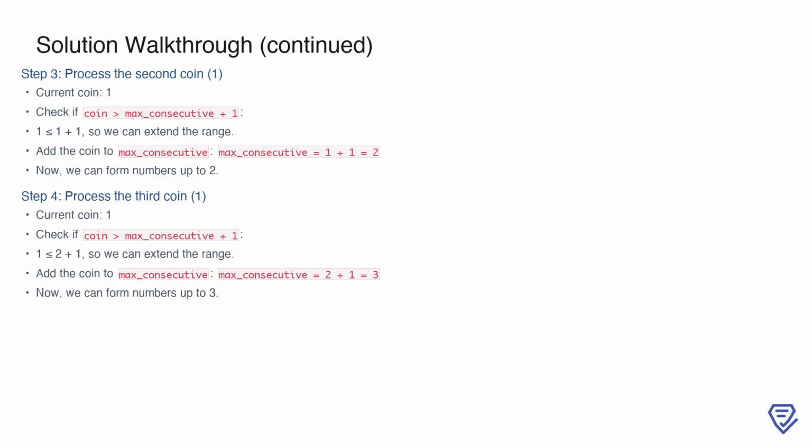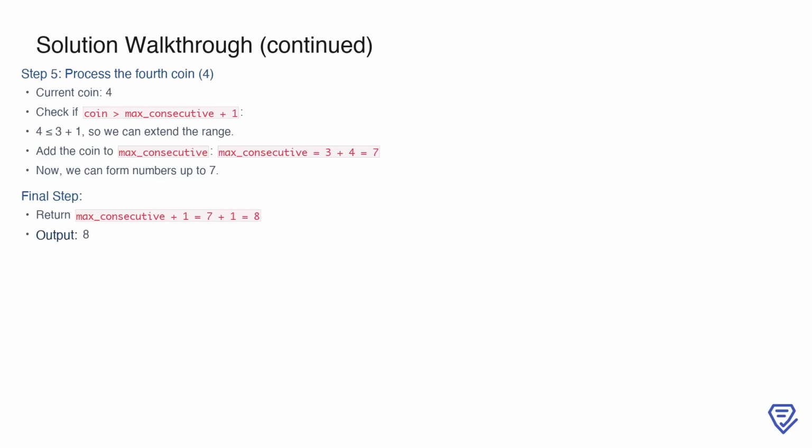The process continues as we move on to the next coin. The fourth coin in this example is 4. When we check if 4 is greater than max_consecutive plus 1, we find that 4 is less than or equal to 4, meaning it can be included to extend the range. Adding this coin updates max_consecutive to 7, allowing us to form all consecutive values up to 7. Finally, we return max_consecutive plus 1, which is 7 plus 1, resulting in an output of 8. This means the maximum number of consecutive values we can form using the coins 1, 1, 1, 4 is 8.